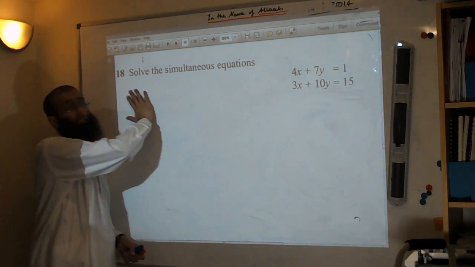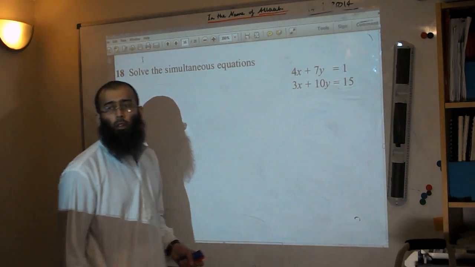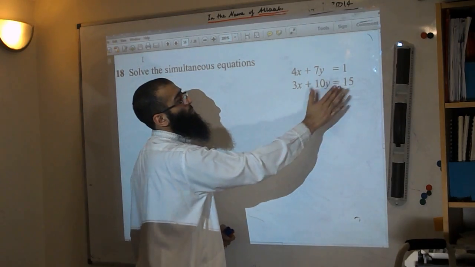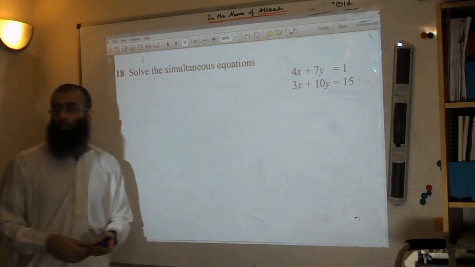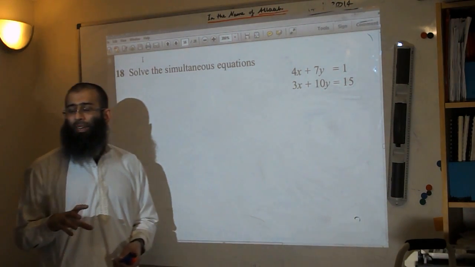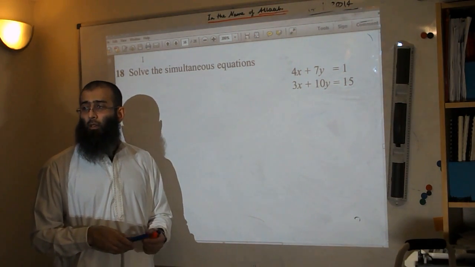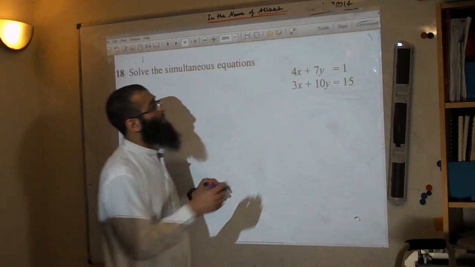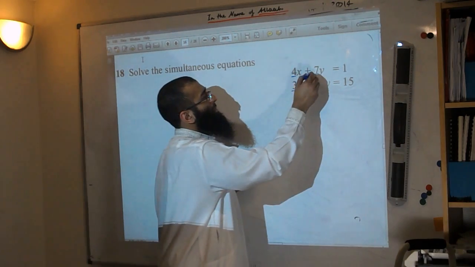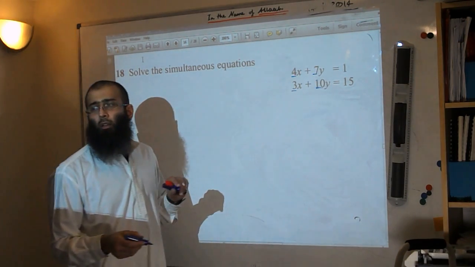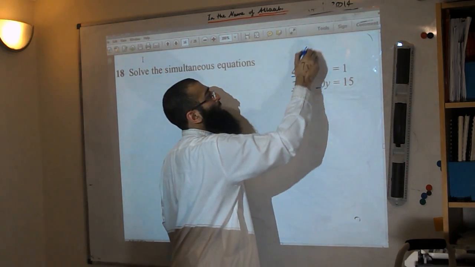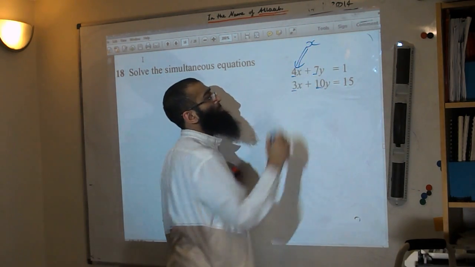Question number 18. Solve the simultaneous equations. Keep an eye on the video, please, yeah? 4x plus 7y equals 1. 3x plus 10y equals 15. Now, when we do these questions, we're going to use the elimination technique. We're going to eliminate either the x or the y. We look at the values. 4 and 3 are the x coefficients, and 7 and 10 are the y coefficients.